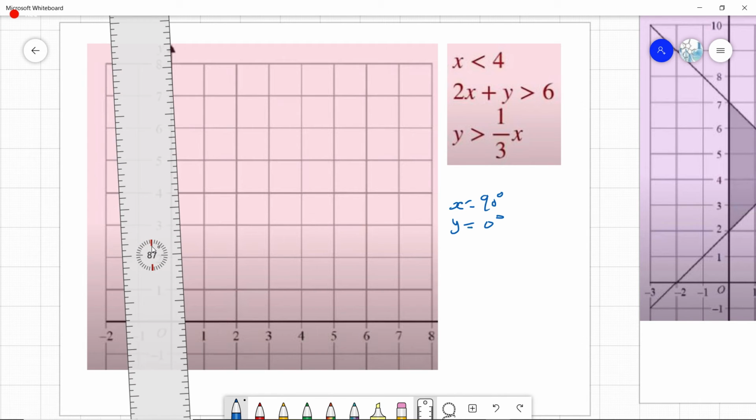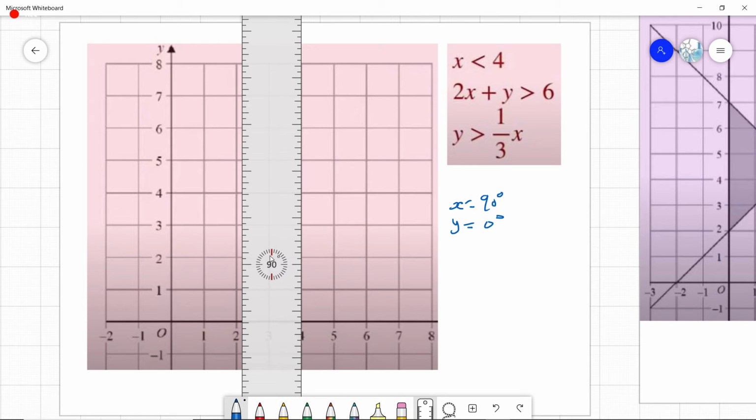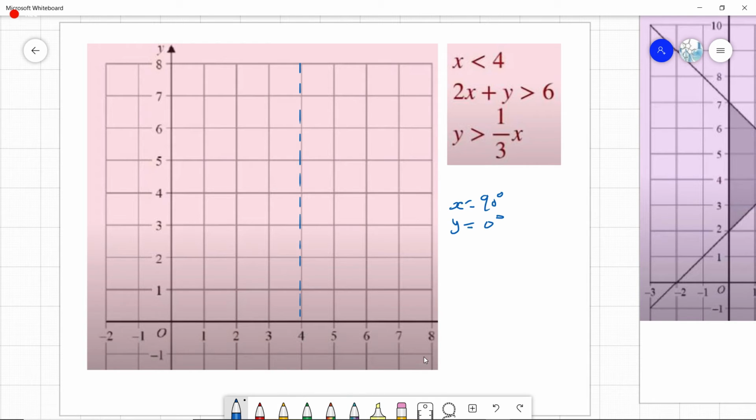Let's find where x is less than 4. So put your ruler at 90 degrees and put it at less than 4. And again, this is going to be a dotted line, because clearly it's not equal to. Fantastic. Straight to the point. Well done if you got this done. Next is going to be 2x plus y greater than 6, sorry, not less than.